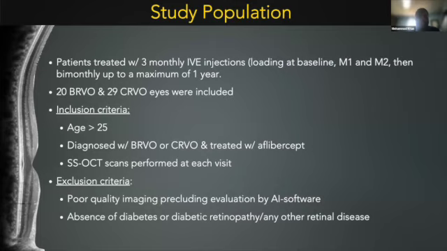And the patients were treated with 3 monthly intravitreal injections and then bi-monthly up to a maximum of 1 year. Our inclusion criteria for patients were aged more than 25. They were diagnosed with BRVO or CRVO and treated with aflibercept. And if they were OCT scans performed at each visit. An exclusion criteria would be poor quality images of the OCT images, precluding evaluation by AI software, and absence of diabetes or diabetic retinopathy and any other retinal disease that could confound results.